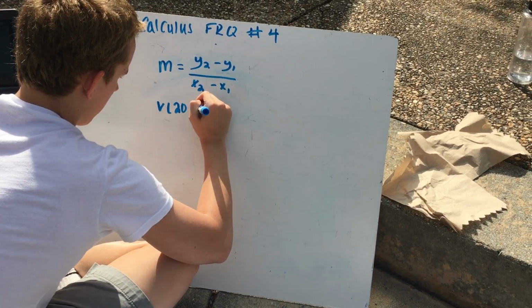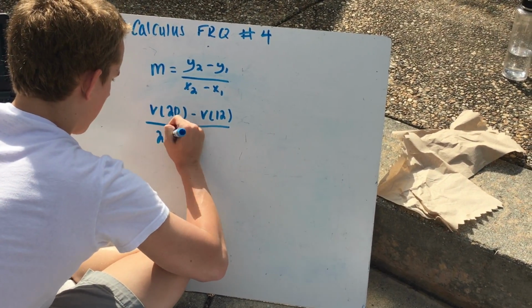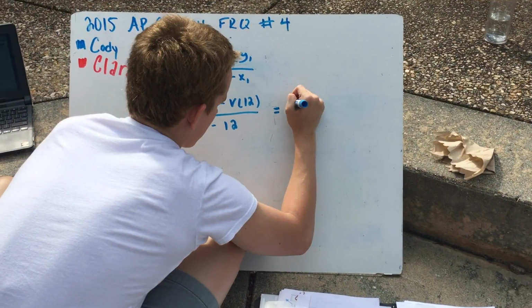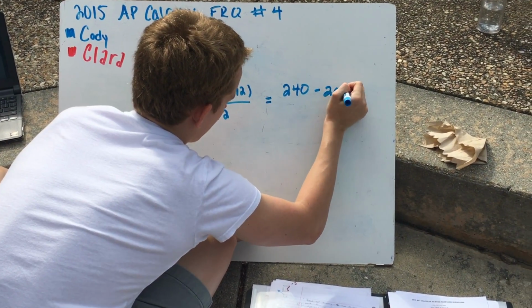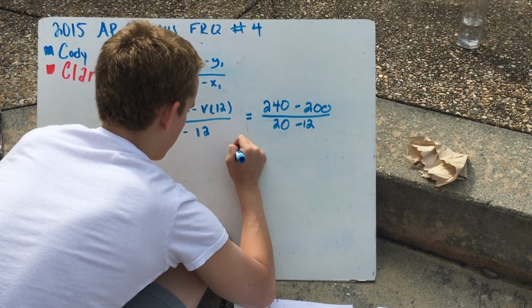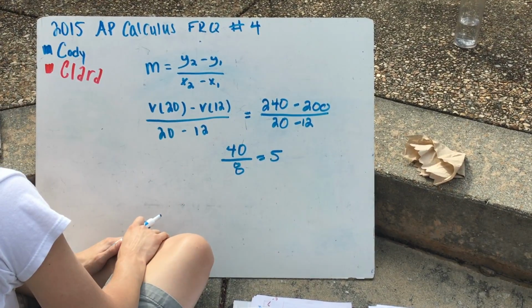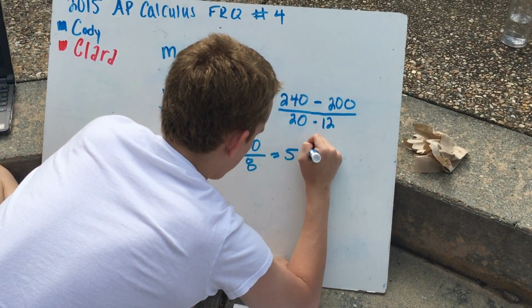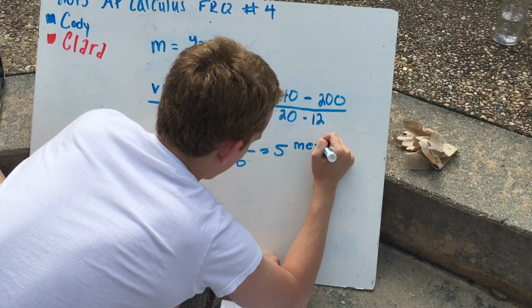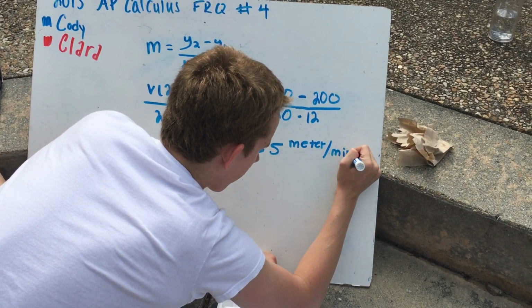With this, we will need to plug in the correct values into the equation. The higher value, 20, will be x2, and its y value will be y2. And therefore, 12 will act as x1, and its y value will be y1. From here, all you need to do is just plug and chug. The final answer that you should have gotten is 5 meters per minute squared.